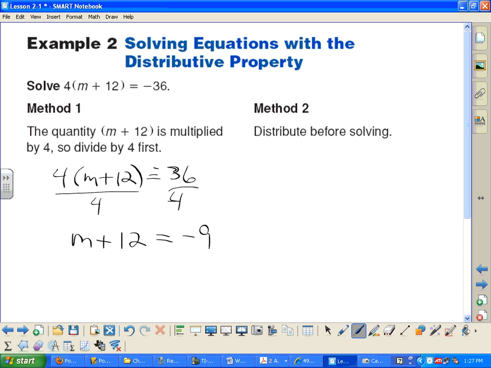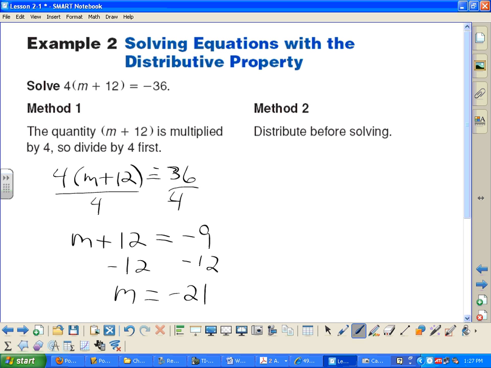In this case, it's a little bit easier to do. Subtract 12, get m equals -21. And what's one thing we should always do when we are solving equations? Check your answer. So if it ever tells you that you need to check your answer, I expect that you will check your answer. Okay, so you need to show your work.